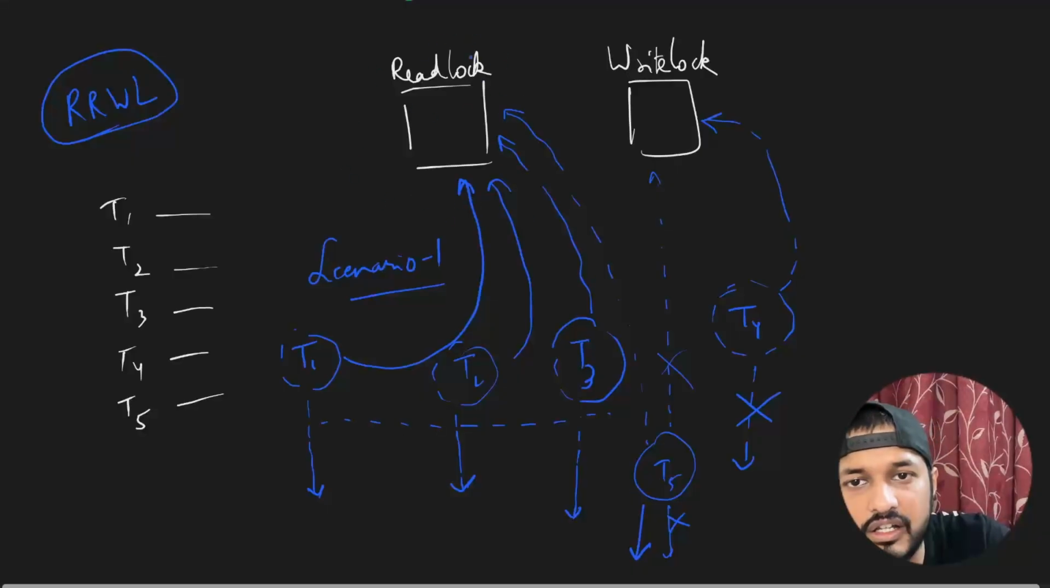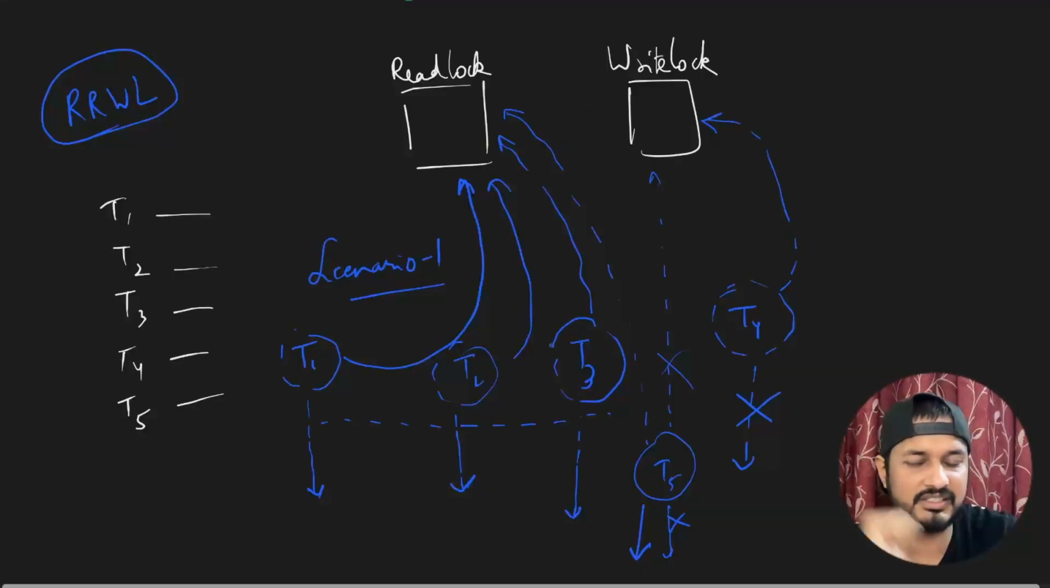And whenever a ReadLock is acquired by another thread, until and unless it is released, no other thread will be allowed to acquire the WriteLock, correct? So this is how it works. This is the first scenario. Now let's go ahead and check the second scenario.